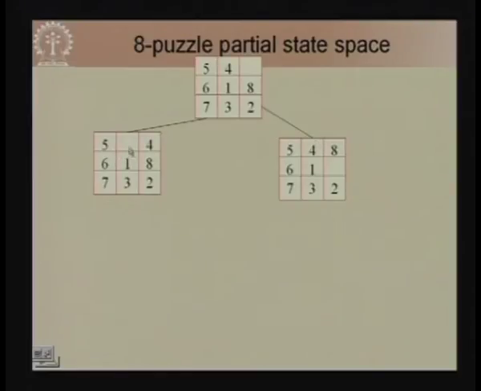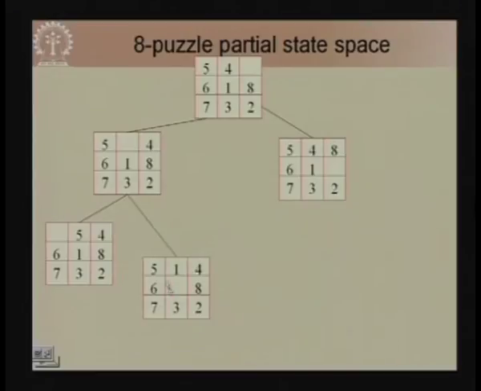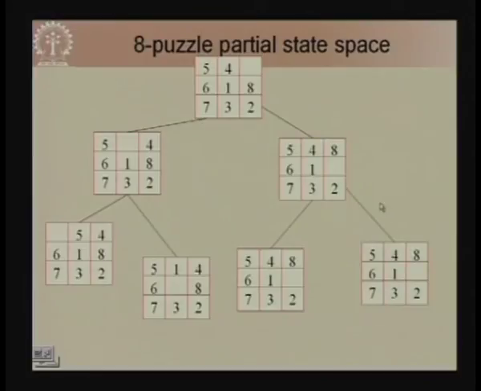Now, from this state again, the blank can move left or down. We do not move the blank right, because then we will go back to this state. So, these 2 are the successor states of this state. Similarly, we can expand this state and we can move the blank either to the left or downwards to get either this configuration or this configuration, and so on. We can unfold the state space of the 8 puzzle.